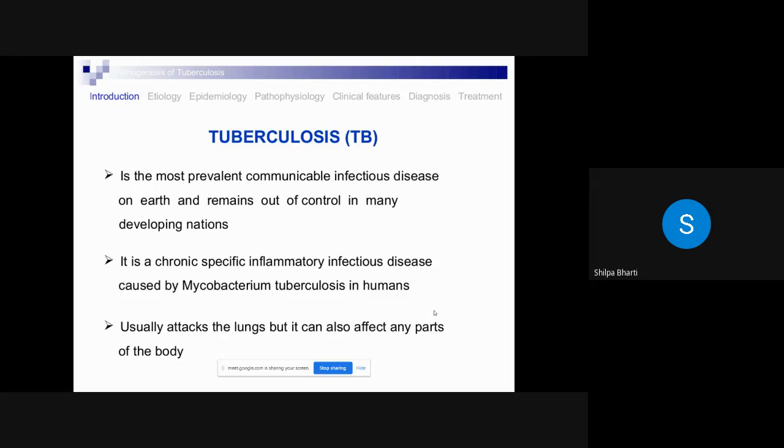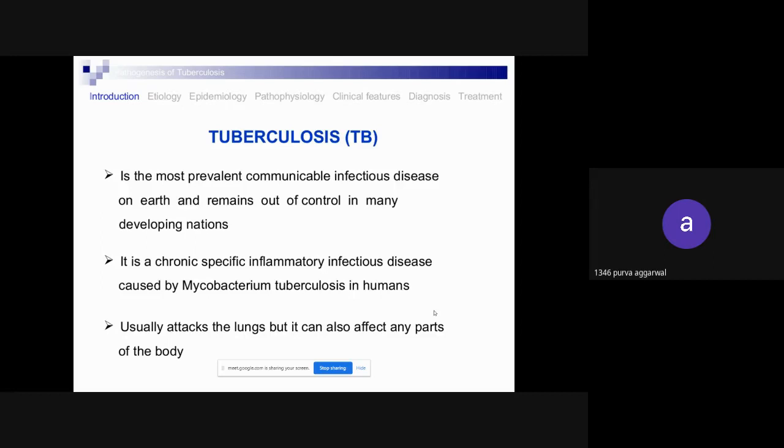Okay, everybody knows about tuberculosis. Yes, class. How do you define tuberculosis? It is an infectious disease which mainly affects the lungs, caused by a bacteria. Yes, caused by a bacteria. Anything else which you know about tuberculosis?